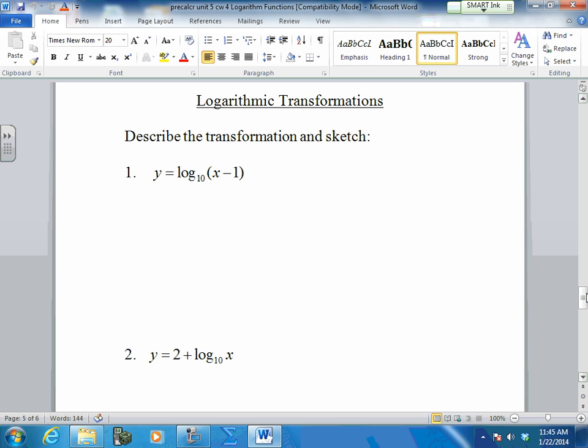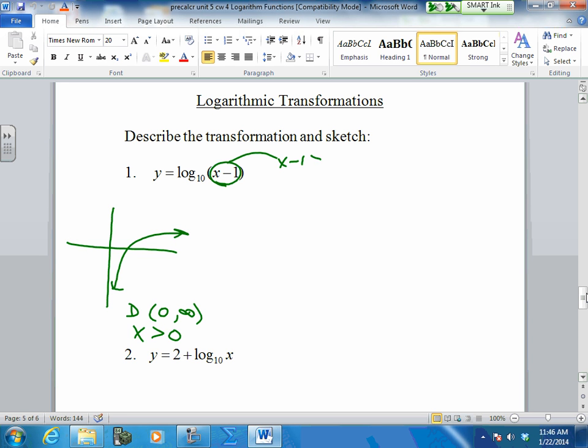Your domain for your basic log statement says 0 to infinity. So x has to be greater than 0. It cannot be equal to this. Whatever your x is, a good way to start is right in here. This has to follow your domain. X minus 1 has to be greater than 0. Domains are really helpful to go off of when you're using your logs. So this is going to be greater than 1.